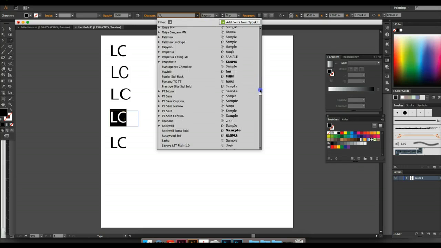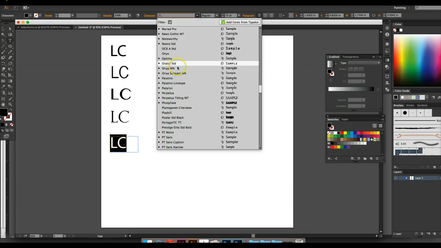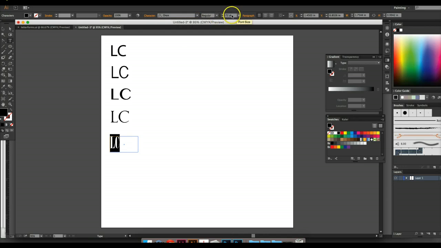Because when you start working with fonts that have all kinds of flowing crap, it really is going to distract from the whole point of this, which is the positive negative space. Okay? So pick some stuff that's interesting. This one's cool because it's condensed. Let's make this one bold.